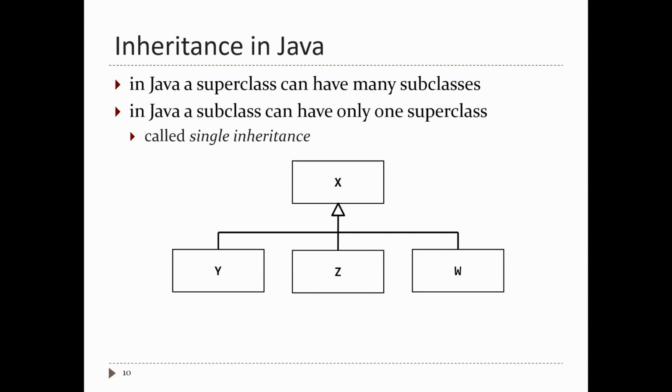Oh, I should also mention that this relationship called inheritance is one way. So Y inherits from X, or is descended from X, or is the subclass of X. So Y has a relationship with X. X has no explicit relationship with Y. So this relationship is strictly one way. Y knows about the existence of its superclass. The superclass has no idea that its subclasses exist.